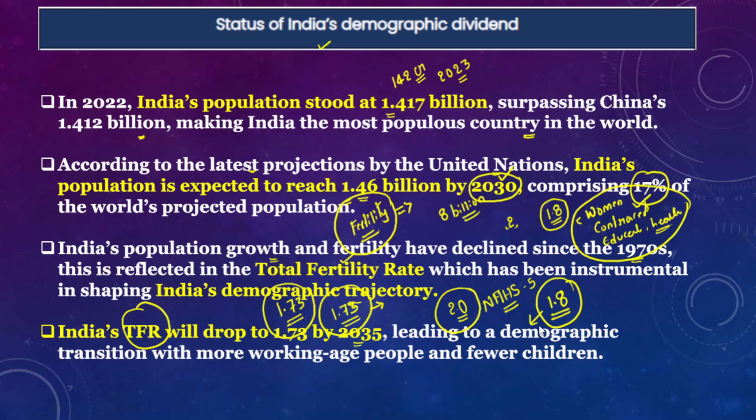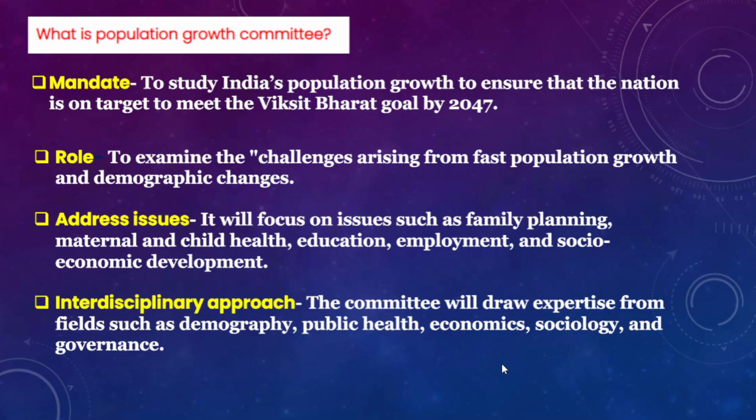Now, in this context, what is the replacement level of the fertility rate? Two parents giving birth to 1.8 kids is lower than the replacement level. Okay, so 2 kids would replace 2 parents if it is 2.0. However, if it is 1.8, then just 1.8 kids are replacing the 2 parents. So this is lesser than the replacement level, and this has been leading to a demographic transition with more working age people and fewer children. Okay, so this also indicates a major demographic trajectory in India.